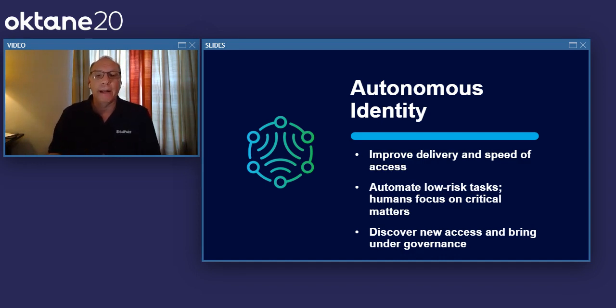Or you can even automate that process if you wanted to as well, depending upon the criticality of that application. So this improves the delivery and speed of the application. And then moving forward allows you to discover new access and bring it under control. An example might be where I have a new application and I don't necessarily know which users are gaining access to it. So now I can bring that under governance and control as well.